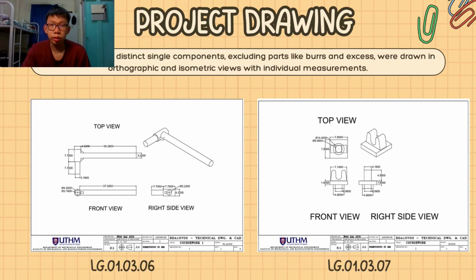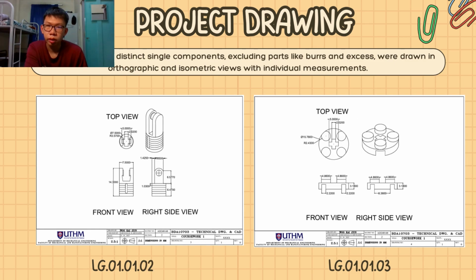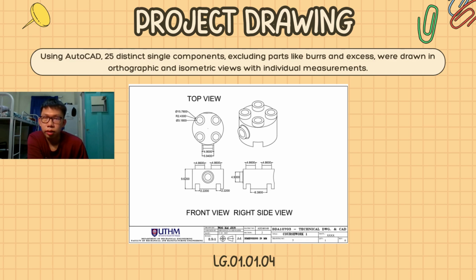These pictures are the drawings for the project and they are under the rocket compartment, with the first picture called rocket 6 and the second one rocket 7. Moving on, these pictures are under the base compartment, where the first picture is base 2 and the second one is base 3. Lastly, this is base 4, which indicates it is under the base compartment.